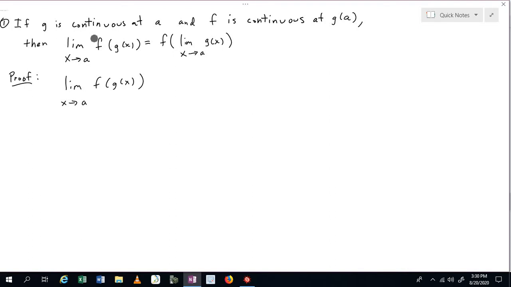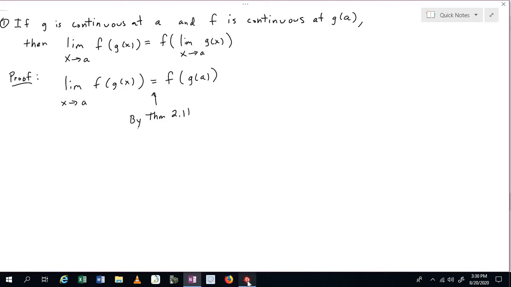Well, if g is continuous at a and f is continuous at g of a, by the theorem that we looked at in the previous video, we know that this is equal to f evaluated at g of a. Now let me go back and just remind you of that theorem. That's the previous theorem, Theorem 211.